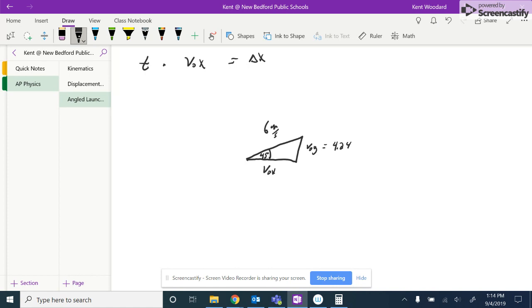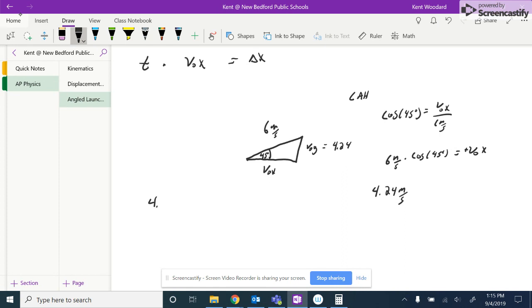If I want to find v naught x here, in SOHCAHTOA, cosine of theta is adjacent over hypotenuse. Sorry, let me go back. I jumped a step on you. Cosine of 45 degrees equals v naught x over 6 meters per second. So 6 meters per second times cosine of 45 degrees will give you v naught x. And cosine of 45 and sine of 45 happen to be the same. Sorry, I didn't mean to put a negative sign. This is positive. I accidentally touched the pad, I guess. This will give you the same value, 4.24 meters per second.